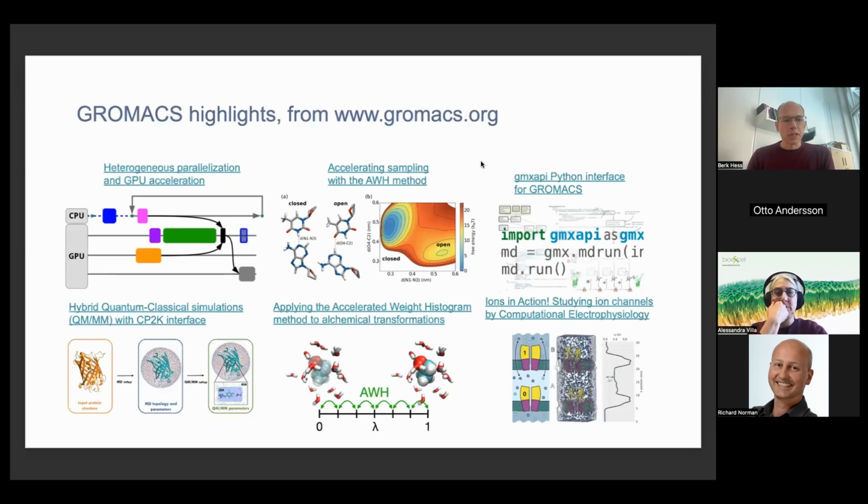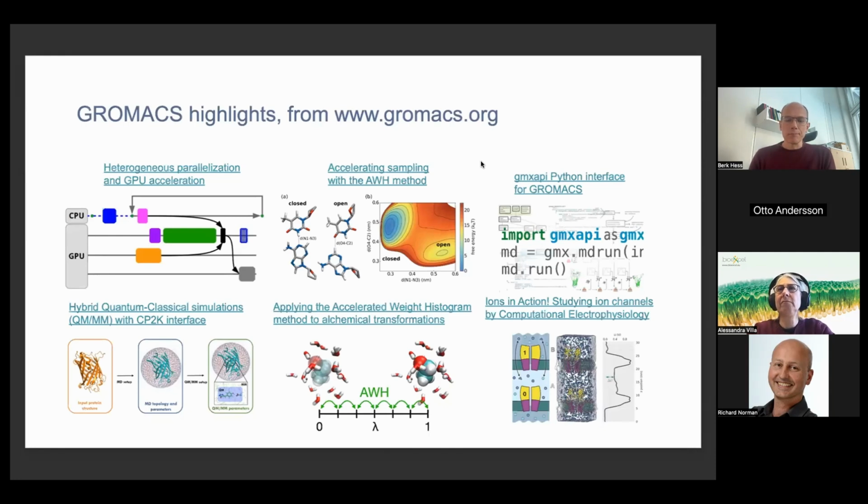Then at the bottom row, there's the hybrid quantum classical simulations, QM/MM, with an interface to CP2K, although that interface is easy to port to other packages if people are interested. This is a very modular interface that's tested independently, so it will keep working, as opposed to some older interfaces which were put together once and then you have to hope that they keep working and give correct results. This interface is properly tested and is very flexible for QM/MM simulations, in this case with CP2K.